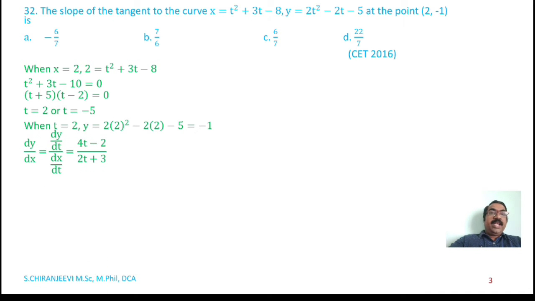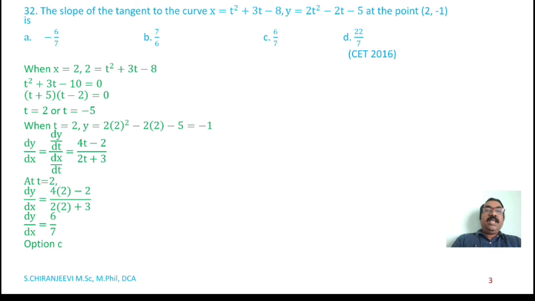Now if I differentiate, dy/dx can be taken as dy/dt divided by dx/dt, which can be taken as differentiation of t square plus 3t minus 8 will become 2t plus 3 in the denominator, and differentiation of 2t square minus 2t will become 4t minus 2 in the numerator. Now we substitute t equal to 2. So dy/dx will be 4 into 2 minus 2 divided by 2 into 2 plus 3. So 4 into 2 is 8 minus 2 is 6 divided by 2 into 2 is 4 plus 3, which is 7. So the answer is dy/dx will be 6/7, which is option C.